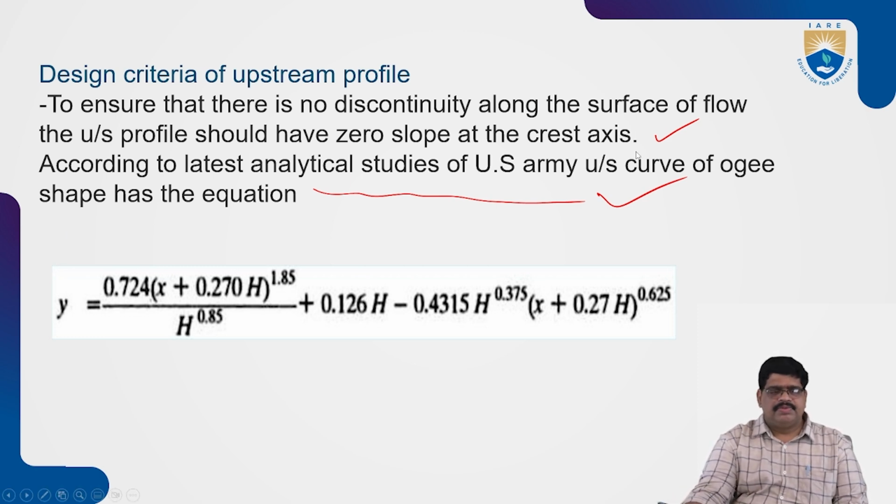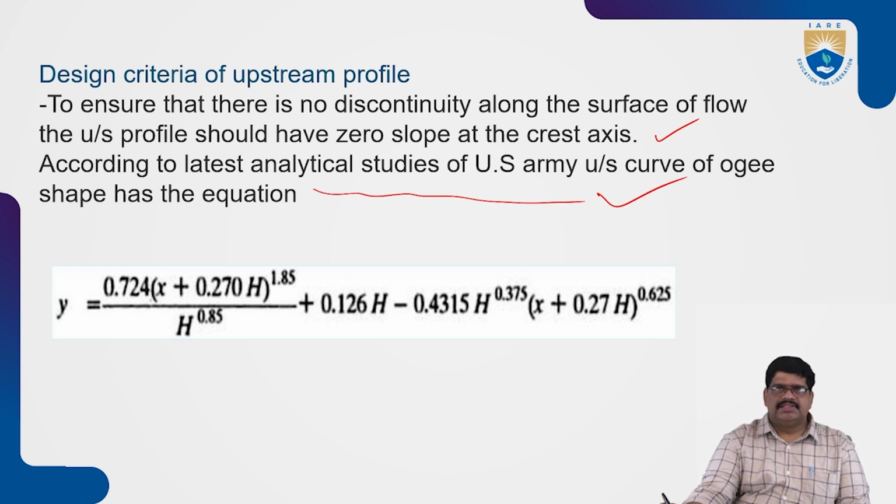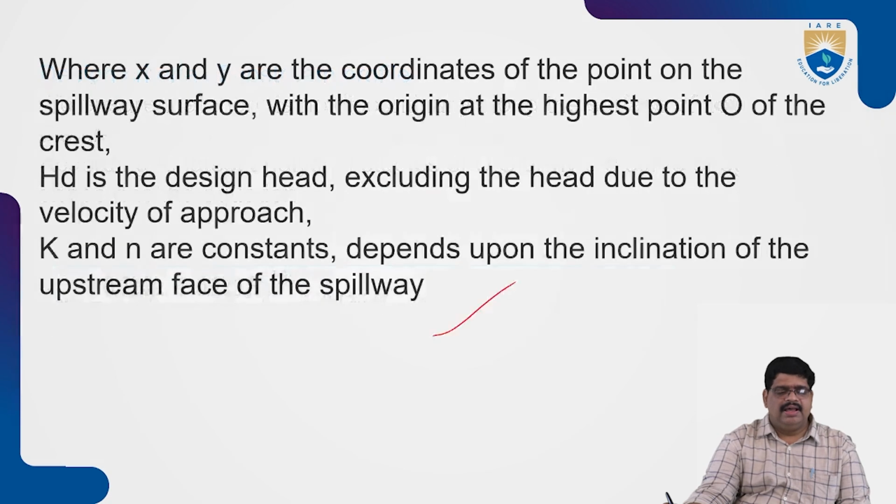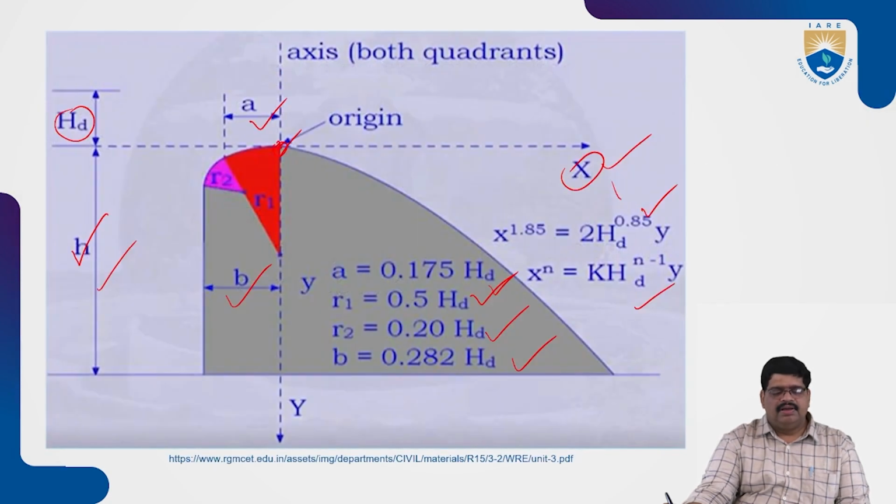What is the formula? y is equal to 0.724 into (x plus 0.270 Hd) to the power of 1.85 divided by Hd to the power of 0.85, plus 0.126 Hd minus 0.4315 Hd to the power of 0.375 into (x plus 0.27 Hd) to the power of 0.625. What is this? It is the formula with which you have to find the y value.